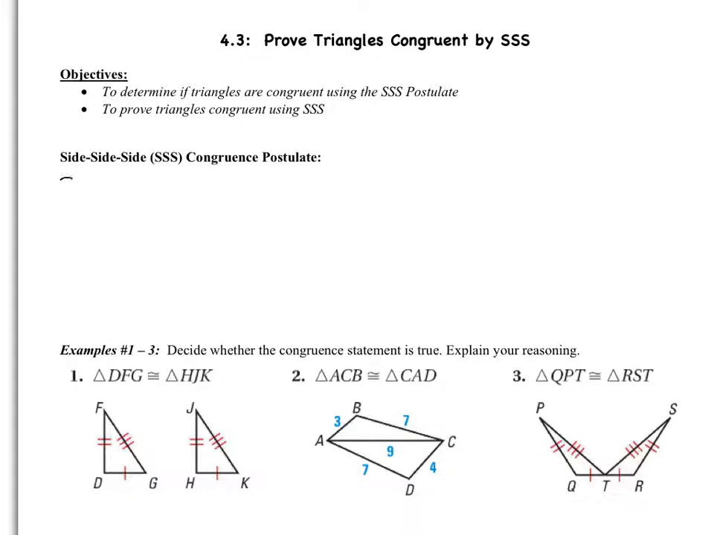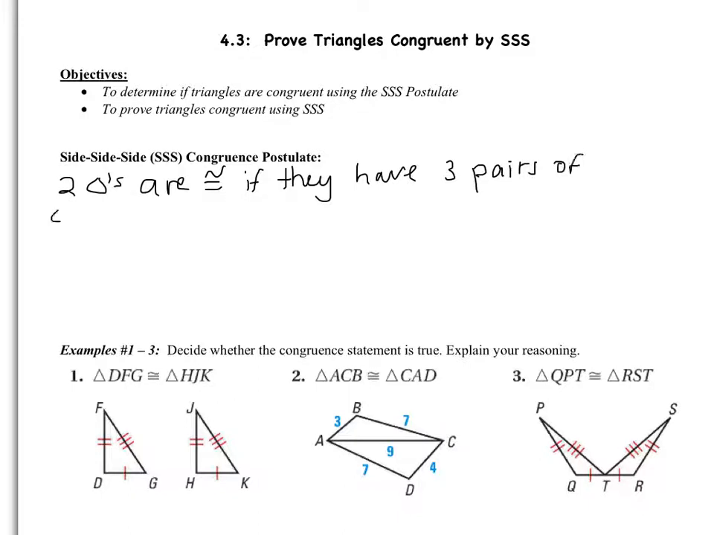So this postulate says two triangles are congruent if they have three pairs of corresponding sides that are congruent.